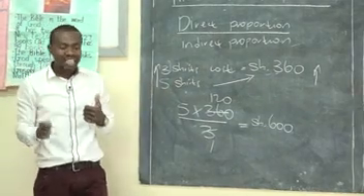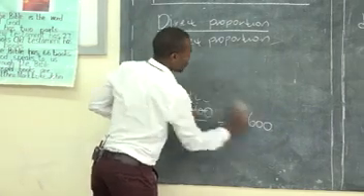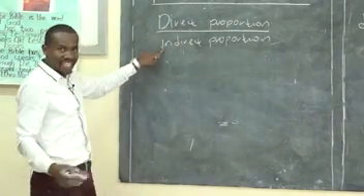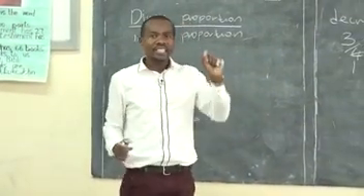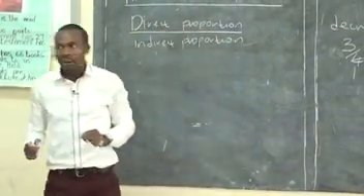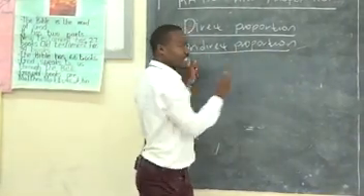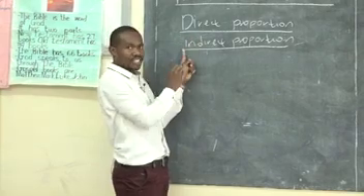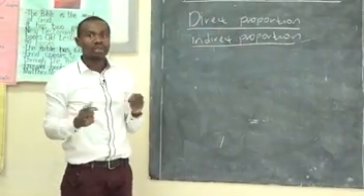Number 2, what about indirect proportion? In the indirect proportion, when one item increases, the other one reduces. In the indirect, just from the word indirect, if one item increases, the other one reduces.